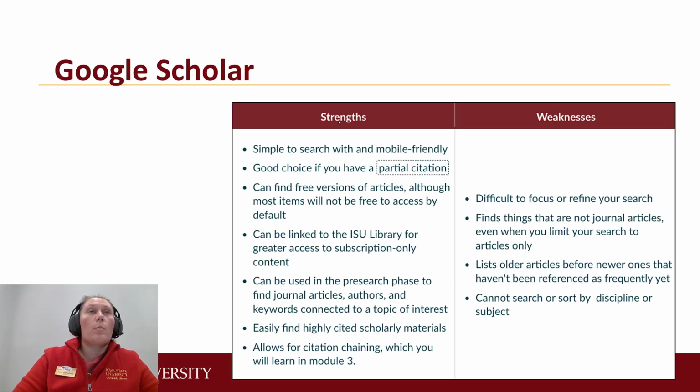So we went over lots of different places to find information, and all of these places have different strengths and weaknesses. And these were some of the strengths that we outlined for Google Scholar and some of the weaknesses. So some of the weaknesses include things like not being able to sort or filter by certain things that you can in, say, a quick search.